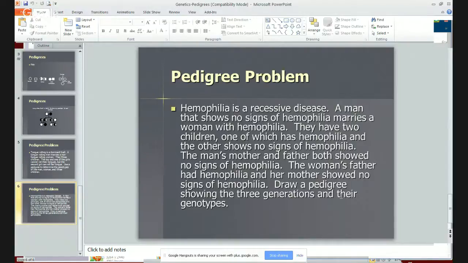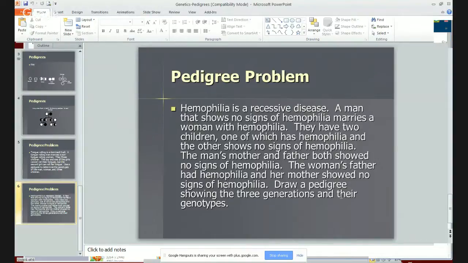So let's check this. Hemophilia is a recessive disease. So the only way you're going to get it is if you get two recessive alleles. A man that shows no signs of having hemophilia marries a woman with hemophilia. So we know he has at least one dominant allele. So we'll denote that with a capital H. We don't know what his second one is. The woman has hemophilia, so she is homozygous recessive. So she's got two little h's, and we're going to color her circle all the way in.